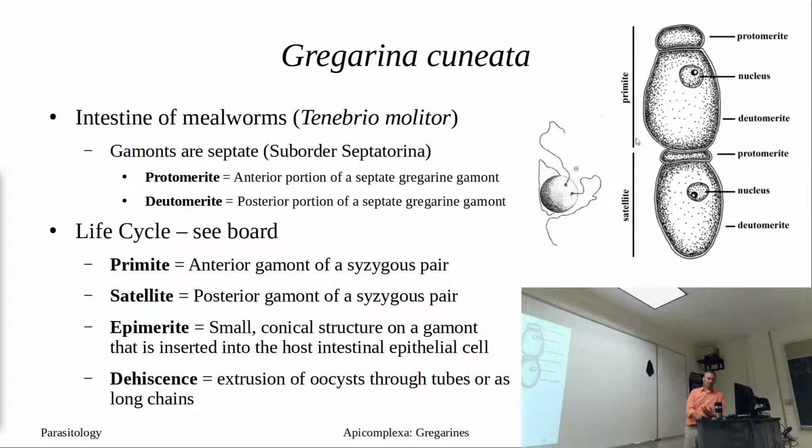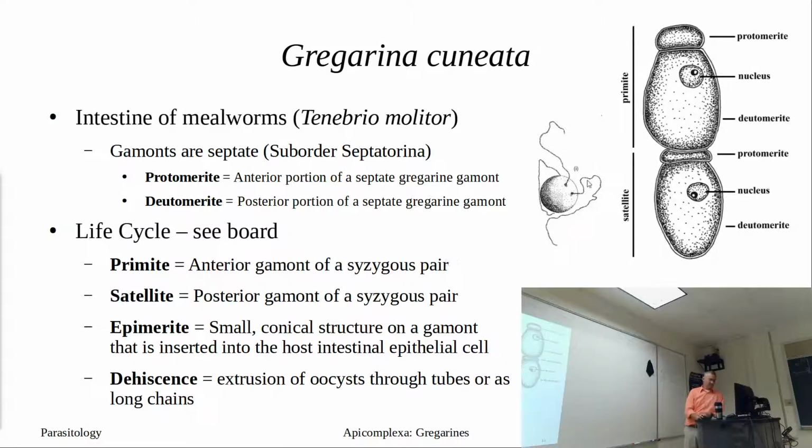This structure is our two gametes that have fused. That syzygy is a fusion. All right. The anterior one is our primate. Posterior one is the satellite. We'll see these on our slides.